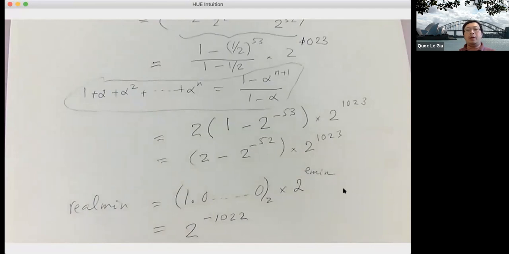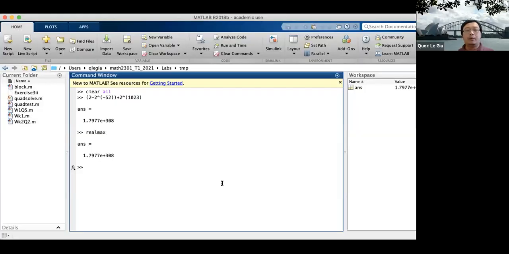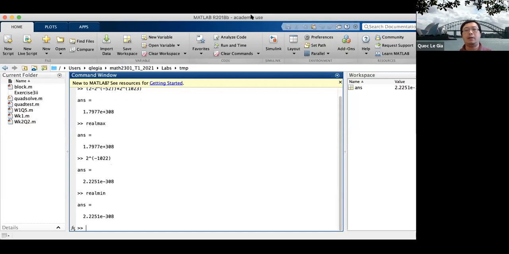Now what happens if I put in MATLAB 2 to the minus 1022? Then I got this number. So realmin is exactly this number. Well, you can ask why realmin is not equal to 0. What is the answer?